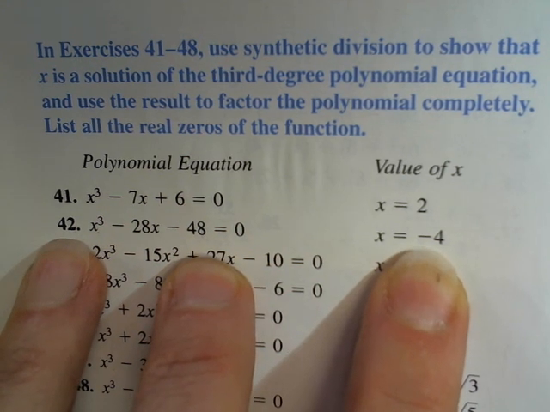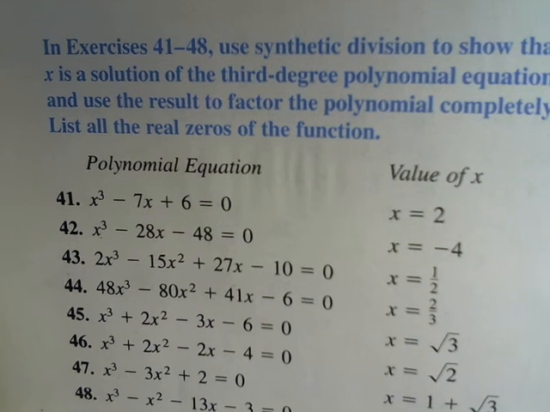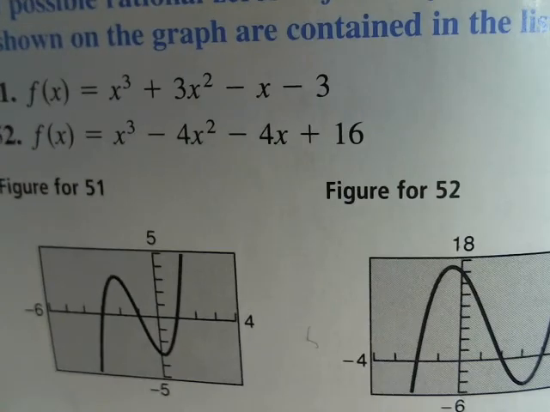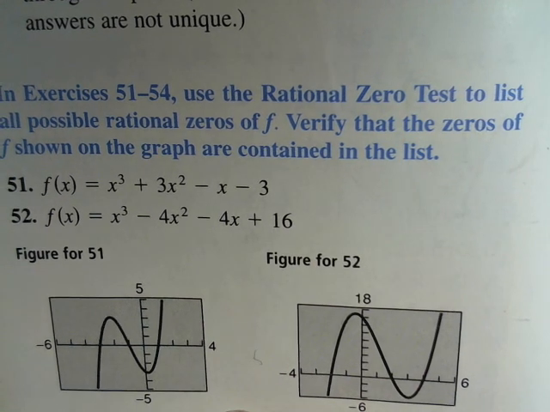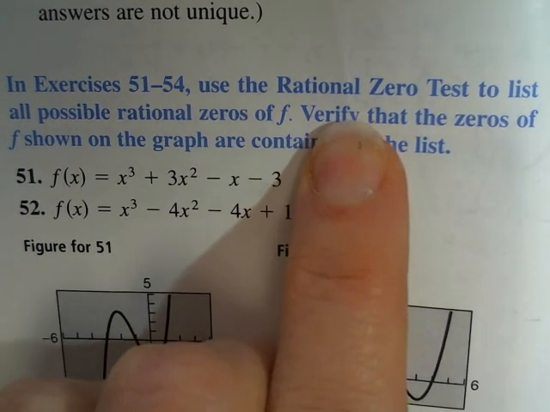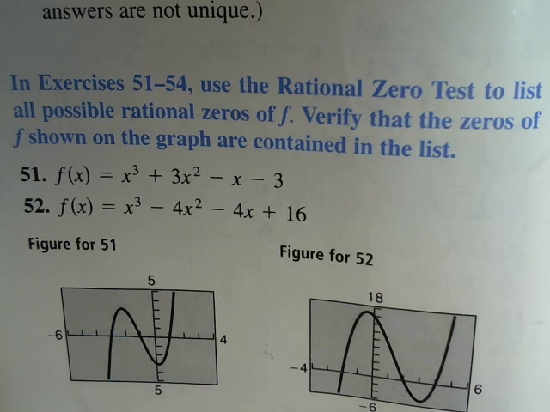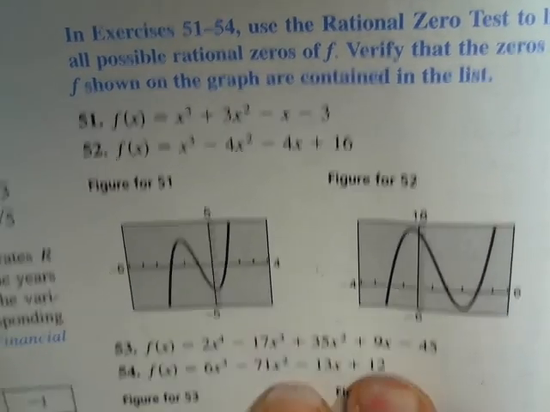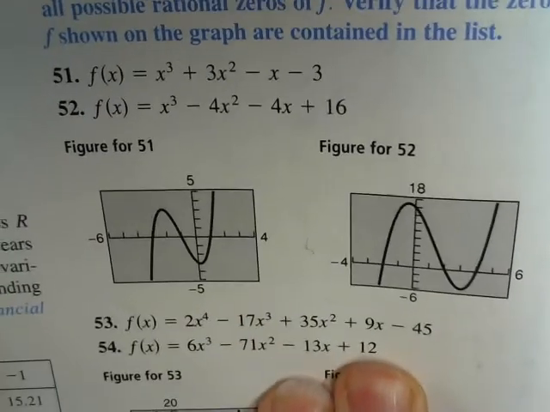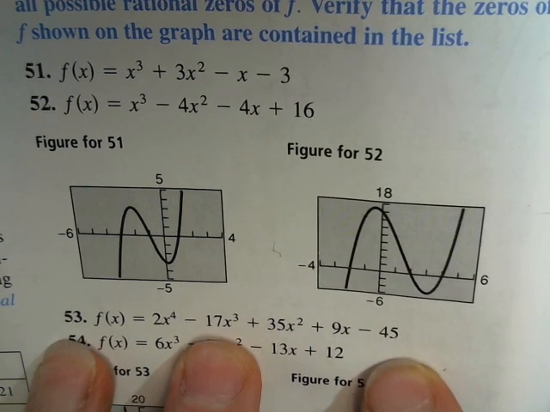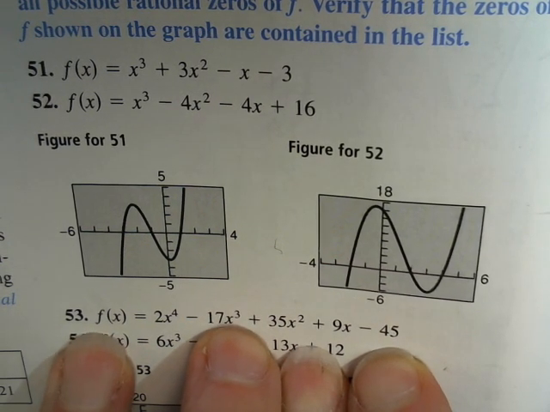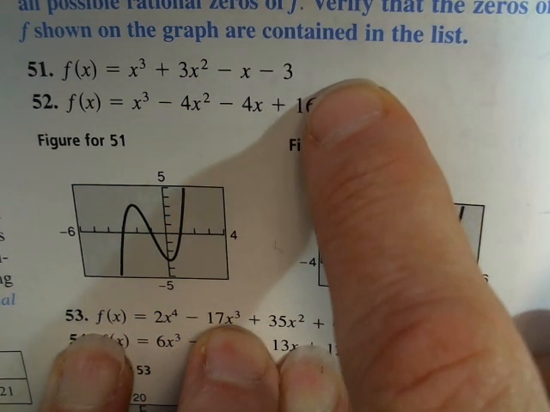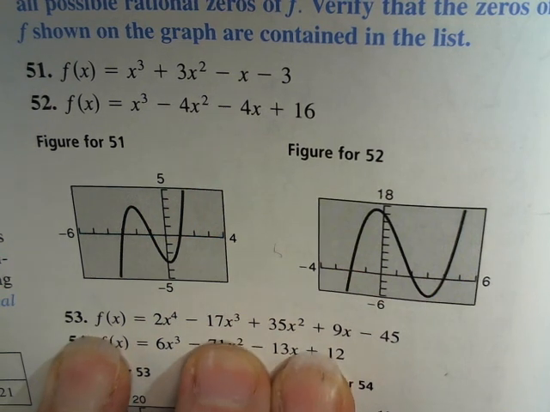And then the last problem on this page: use the rational zero test to list all the possible rational zeros. And the question I'd like you to do that one, the rational zero test on, is number 53. You can see that down here. So 53, use a rational zero test, list all the possible rational zeros. And if you'd like to try number 51, you're certainly welcome to, because that's got an answer in the back of the book also.